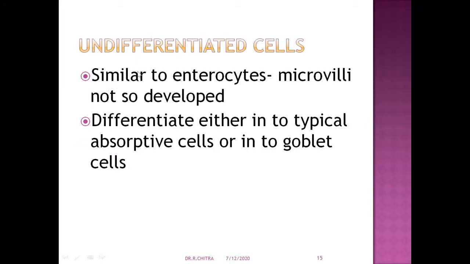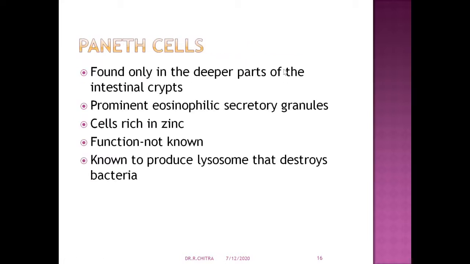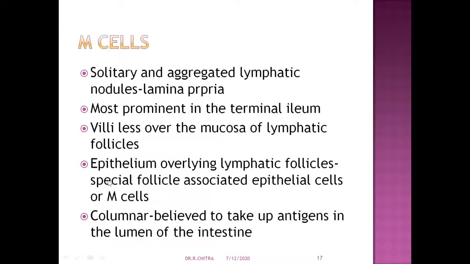Undifferentiated cells. What is the difference between the undifferentiated cells and these enterocytes? Microvilli are not so developed. They can differentiate either into the typical absorptive cells or into the goblet cells. Paneth cells, they are the typical cells present only in the deeper parts of the intestinal crypts. They contain prominent eosinophilic secretory granules, cells rich in zinc, and function not known, but they think that they are known to produce lysozyme that destroys the bacteria.